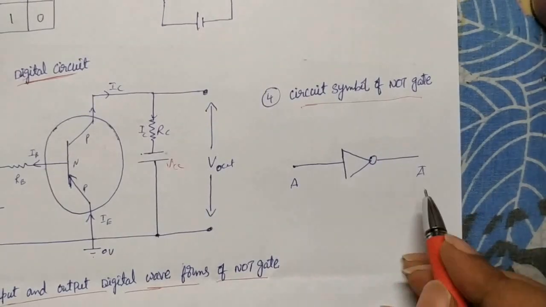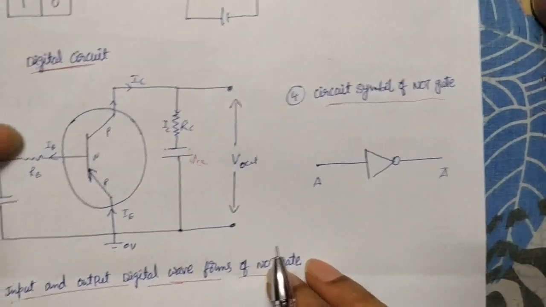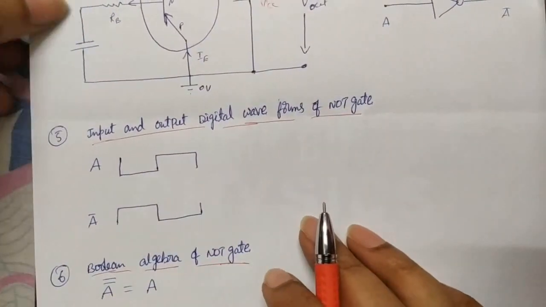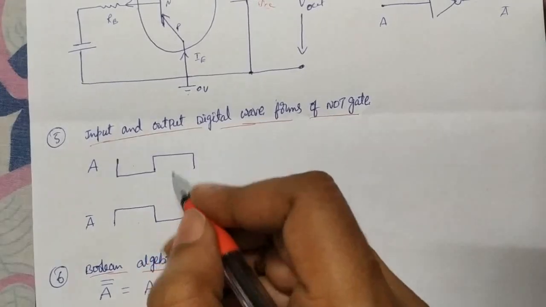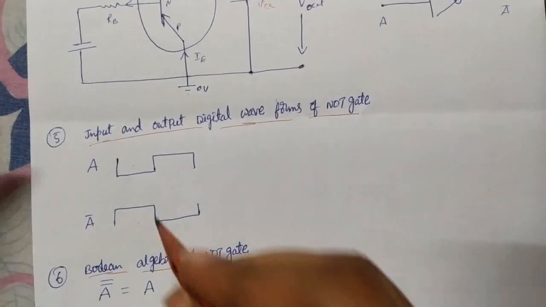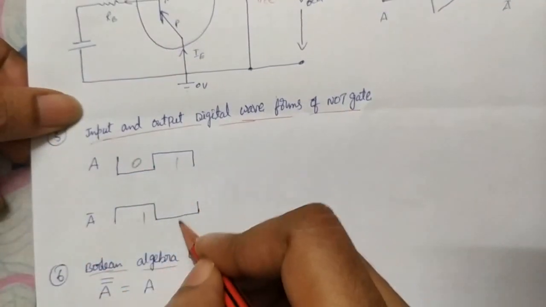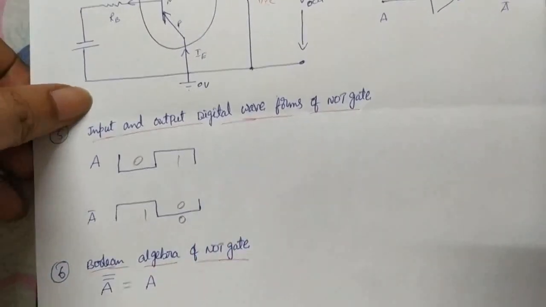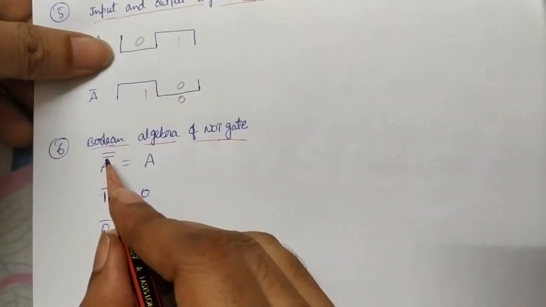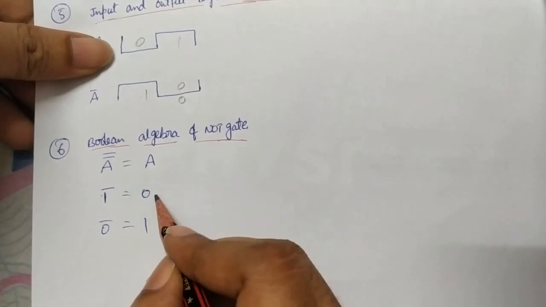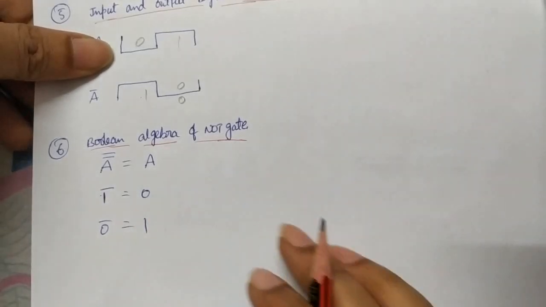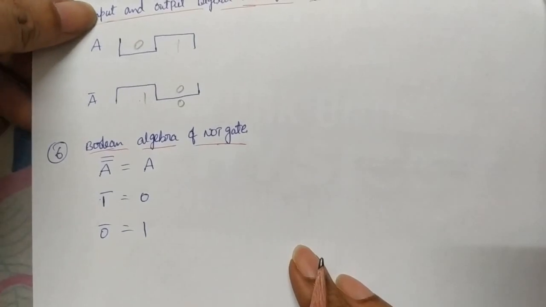A bar, 0 means 1, 1 means 0, you get. So in input and output, you get 0 means 1, 1 means 0. What is A double bar, reverse of reverse, what do you get? Same only we get. And 1 bar is 0, 0 bar is 1. This is about the NOT gate, reverse.